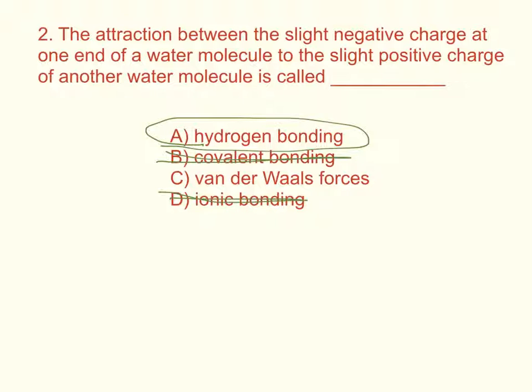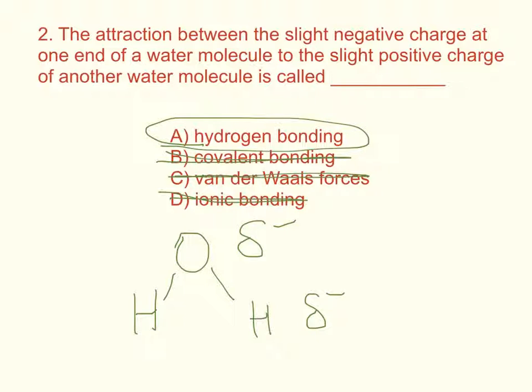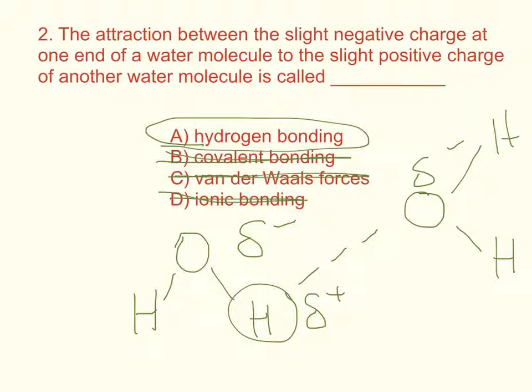So this is incorrect because, as we know, in the water molecule, there is a permanent dipole. The oxygen end has a partially negative charge, and the hydrogen end has a partially positive charge. And the hydrogen can form a hydrogen bond with the oxygen from another water molecule. So the answer is A.